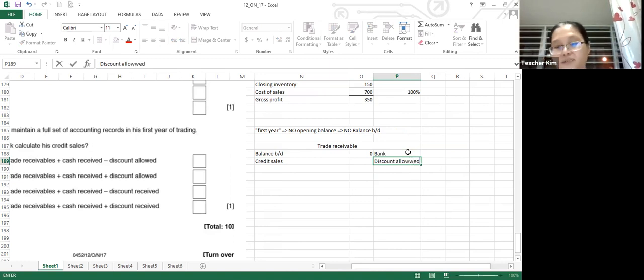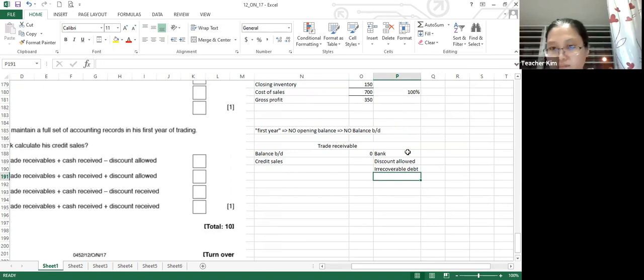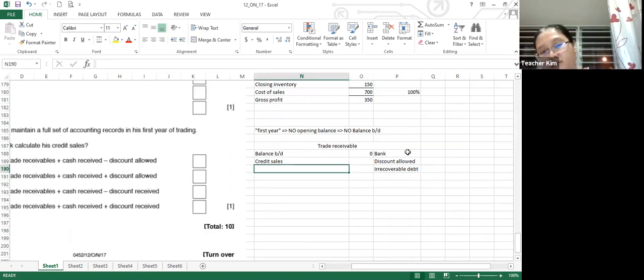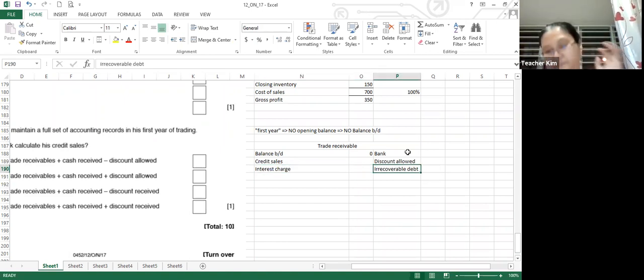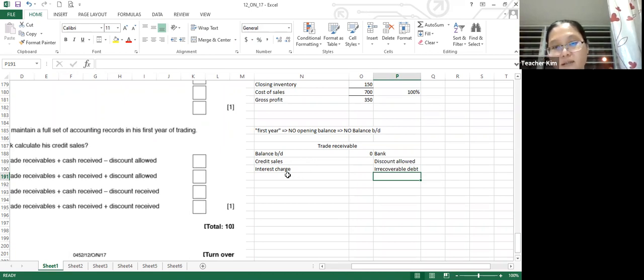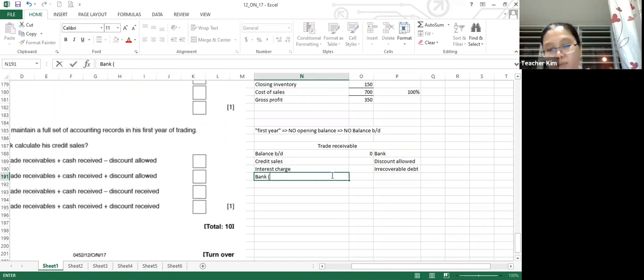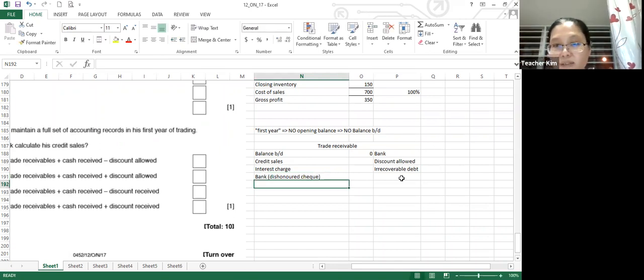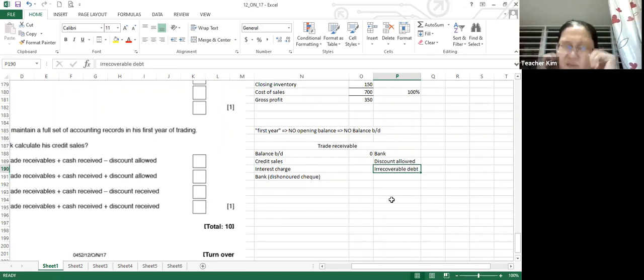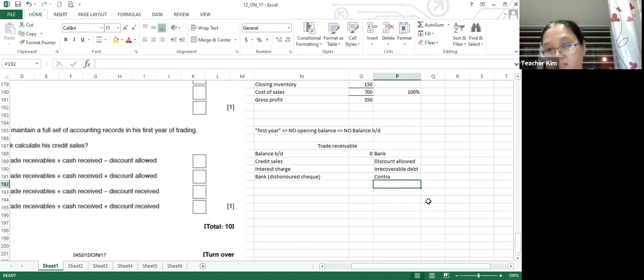When a customer pays us, sometimes we will give them discount allowed. All the accounts are fixed in their positions, debit or credit, no change. Next, maybe some of the customers didn't pay, irrecoverable. Maybe we charge the customer interest for late payment, interest charged. So this is an income to us. What else is related? If you have any dishonoured cheque, we have the bank, but put in brackets dishonoured cheque. These are the possible information appearing in the question: bank, discount, irrecoverable debt. What else? If you have the same customer and the same supplier, maybe you have the contra. So this contra will be in here. So basically, this is the information that you will get for the trade receivable.